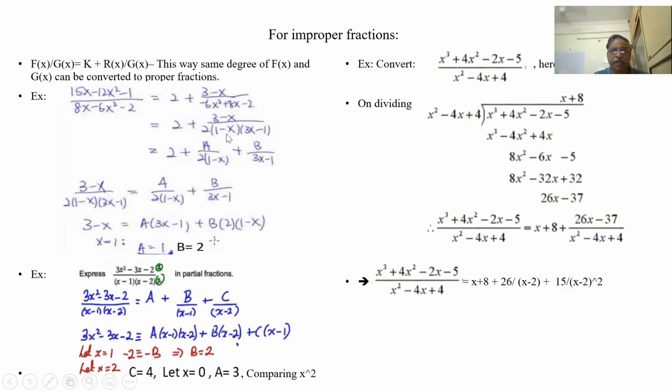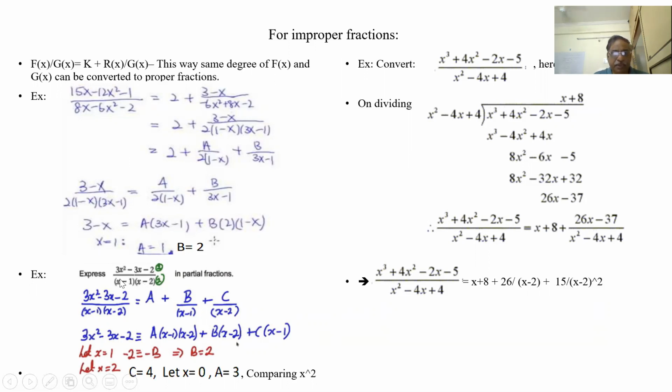So this is a by 1 minus x plus b by 3x plus 1. This proper fraction can be converted. So finally we get a is 1, b is 2. So this improper fraction is 2 plus 1 by 2 into 1 minus x plus 2 by 3x minus 1. So the improper fraction is first converted into a proper fraction, then we can distribute.